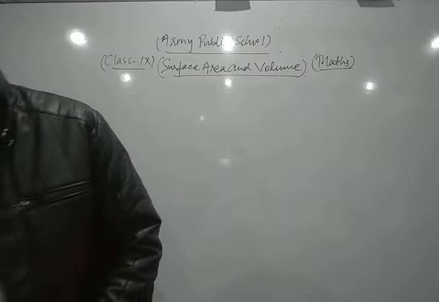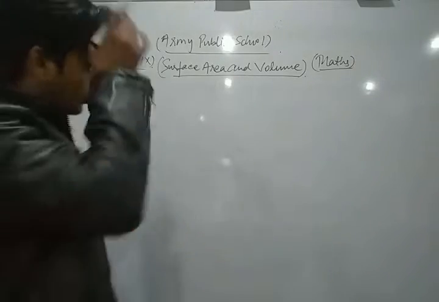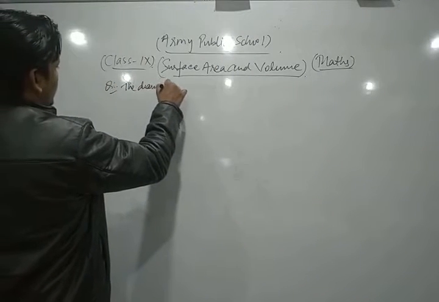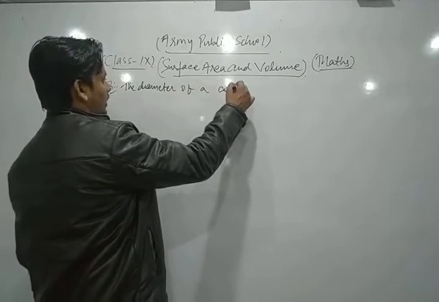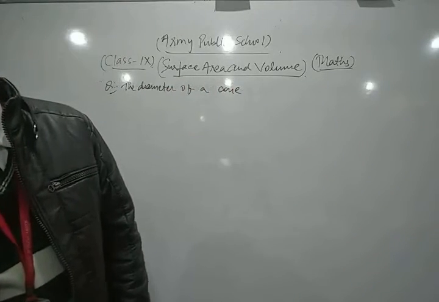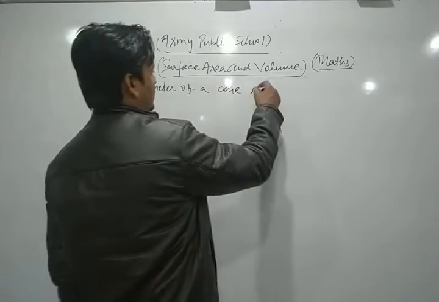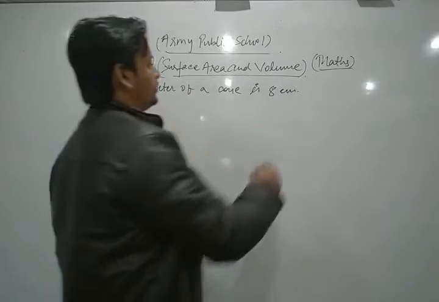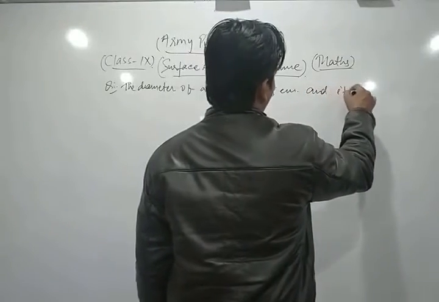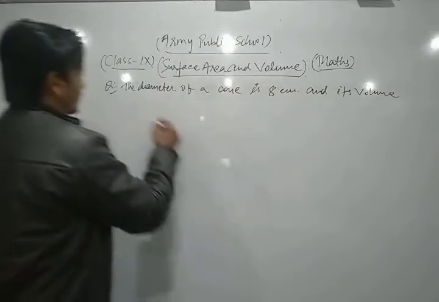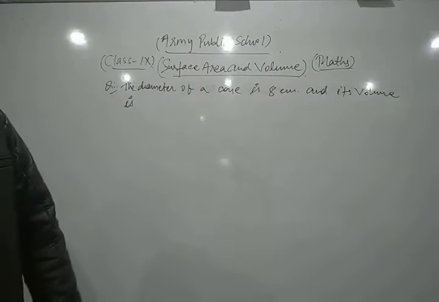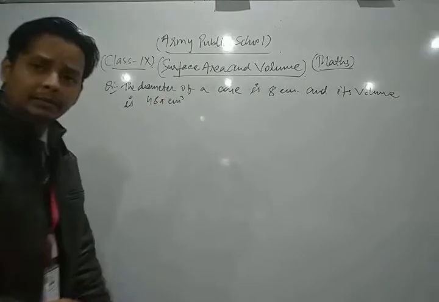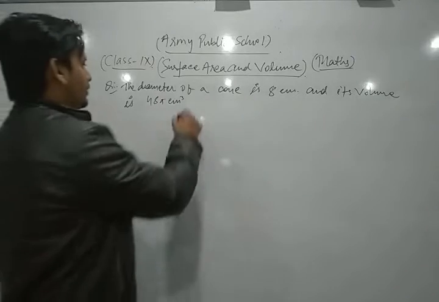And the question is: the diameter of a right circular cone is 8 centimeter and its volume is 48 pi centimeter cube. What is its height? Find its height.